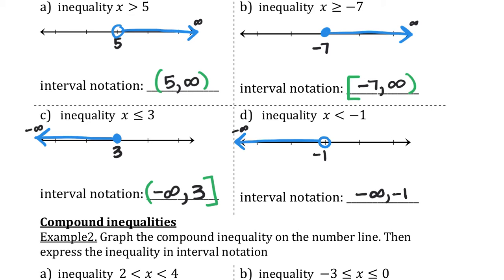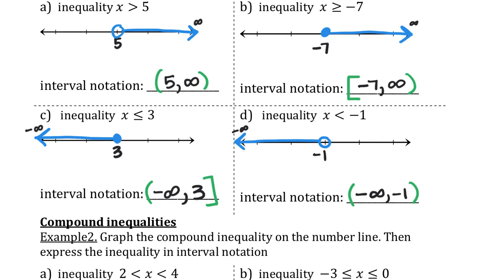Now I'm going to go back and figure out my parentheses and brackets to indicate my endpoints. At negative infinity, it's always a parenthesis because infinity is always a parenthesis. At negative 1, there's an open circle. To show that there is an open circle, we use a parenthesis, and then that is my interval notation.